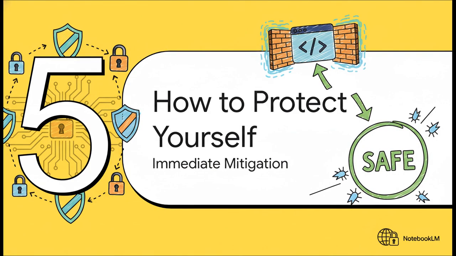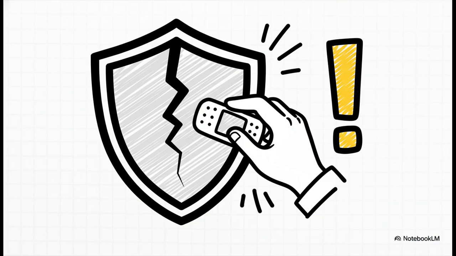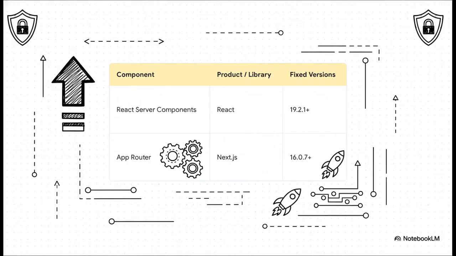So, after all that, what is the most important thing you need to take away from this? How do you lock down your environment and make sure your applications are protected, like right now? I really cannot stress this enough. The first, the most critical, the non-negotiable step is to apply the official patches. The React and Next.js teams have released them. Do not wait on this. Do it now. And here are the versions you need to get to. This is your safe harbor. You've got to upgrade to React 19.2.1 or later, and if you're using Next.js, you need to be on version 16.0.7 or later.